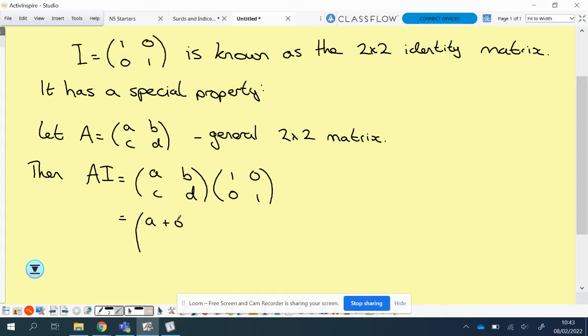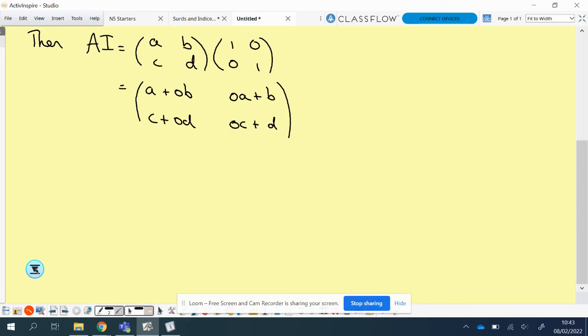So I would get A plus 0B in the first entry. Then first row in the second column, so that would be 0A plus B. Second row, that's just C and D, so C times 1 is C plus 0D, and then 0C plus 1D. If I simplify them, A plus 0B is just A, 0A plus B is just B, C plus 0D is just C, and 0C plus D is just D. And you can see I end up with my matrix A again. Remember, that's going to happen for every 2 by 2 matrix because that was just the general case, so no matter what letters you get, you always get the same matrix back.